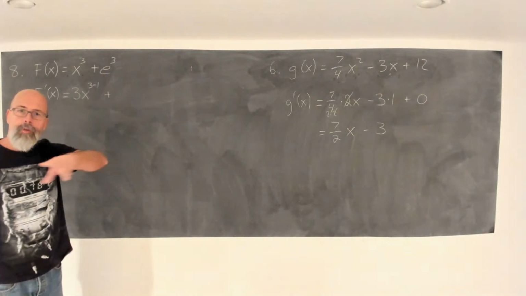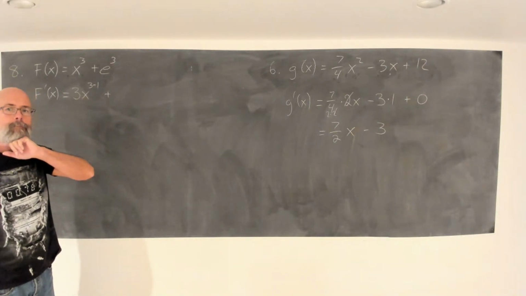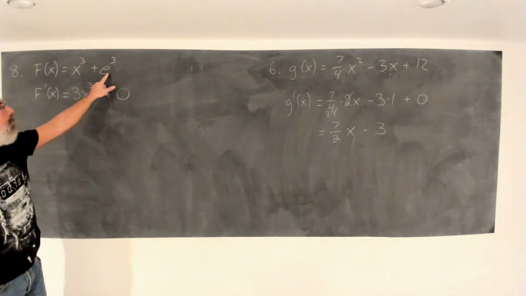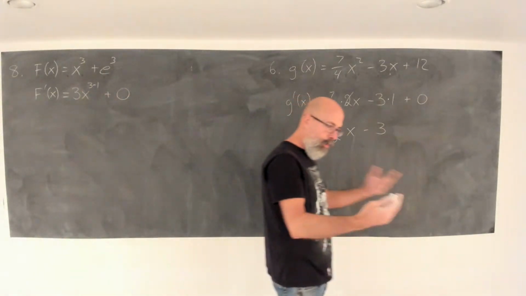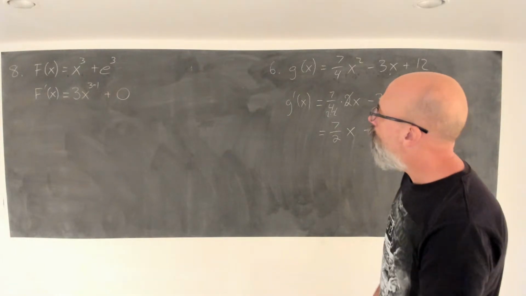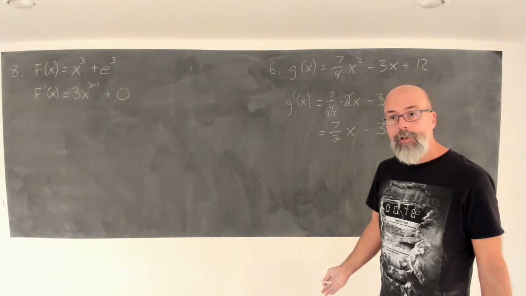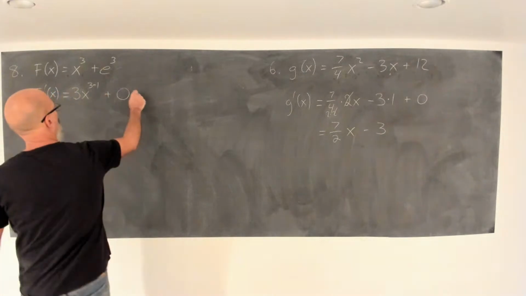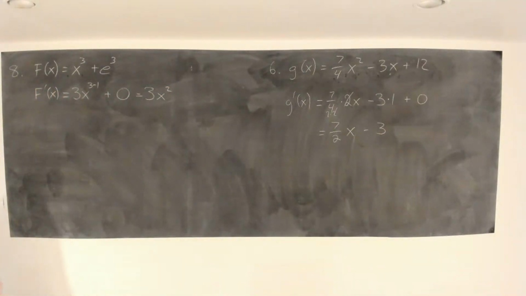Derivative of e cubed is 0, thank you. E is 2.71 something, something, something. So e cubed is going to be, I don't know, around 18 or something. But the point is, it's a constant. The derivative of a constant is 0. So this is 3x squared, and there it is.